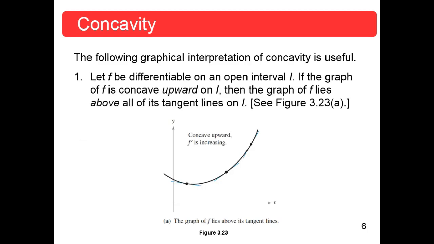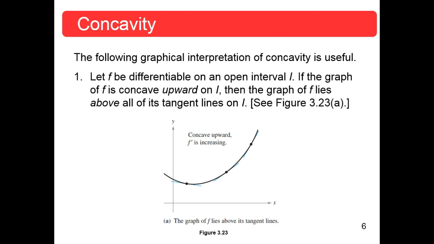Now, before the book gets there, here's an example. Following graphical interpretation of concavity is useful, they say, and I think it is. Let f be differentiable on the open interval I, that was required. If the graph of f is concave upward on I, then the graph of f lies above all of its tangent lines. Now, I've never thought of it this way before this book, but it does make sense. Notice the tangent line here, the graph is above it. Tangent line here, the graph is above it. Tangent line here, the graph is slightly above it, but still above it.